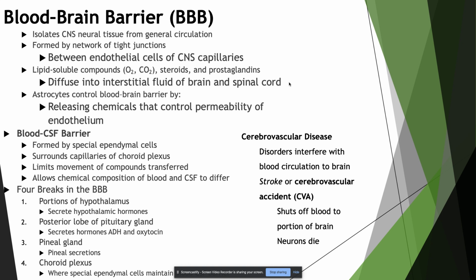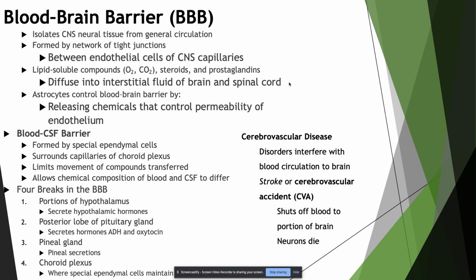In summary, these noteworthy exceptions include: one, portions of the hypothalamus where the capillary endothelium is extremely permeable. This permeability exposes the hypothalamic nuclei to circulating hormones and permits hypothalamic hormones to diffuse into the circulation. Two, capillaries in the posterior lobe of the pituitary gland, which is continuous with the floor of the hypothalamus. At this site, hormones such as antidiuretic hormone, or ADH, and oxytocin, produced by the hypothalamic neurons, are released into the circulation.